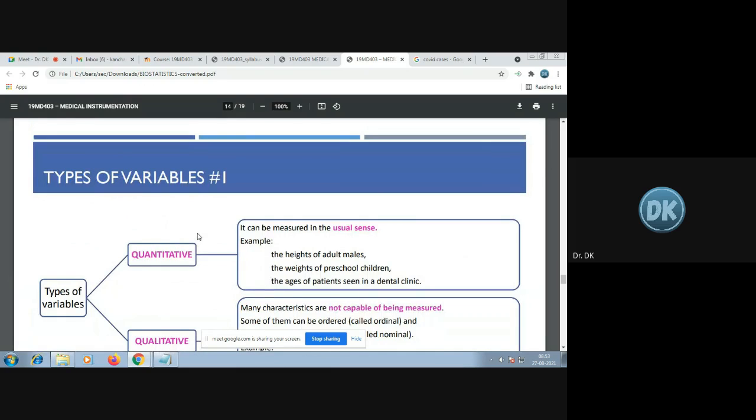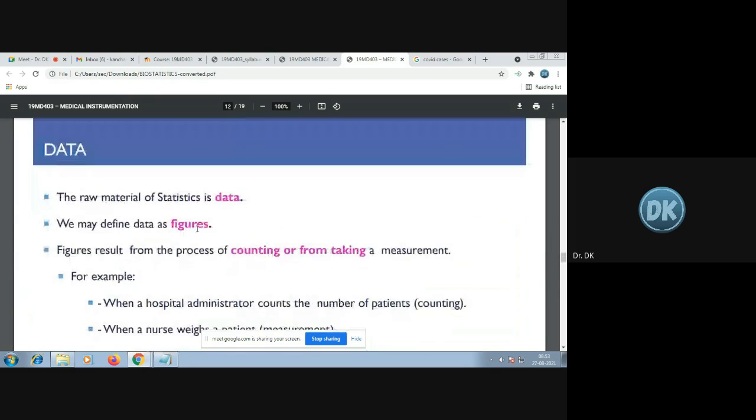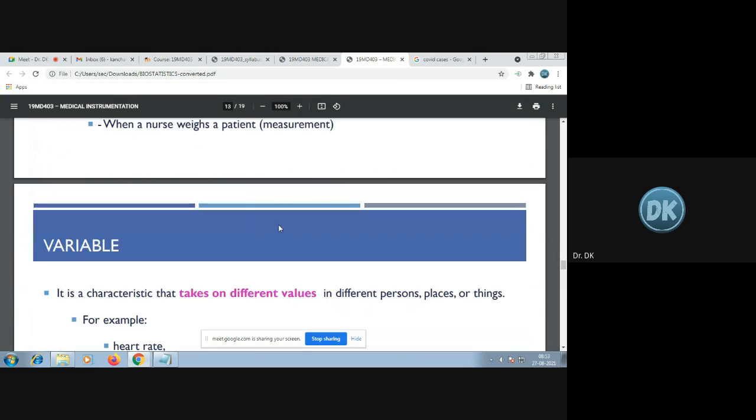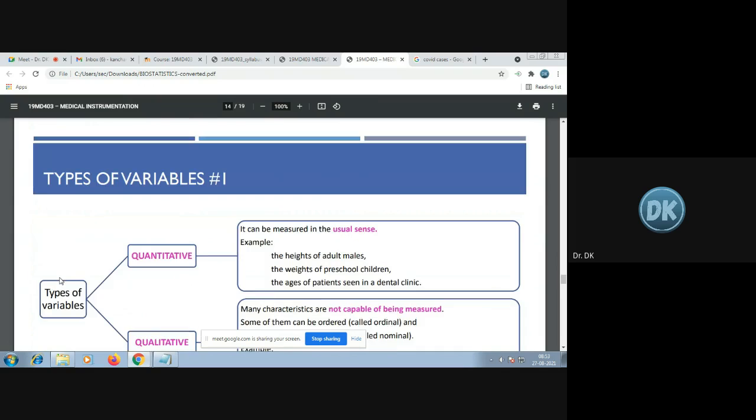The important thing about variables is they can be classified into different categories. Whatever data you are taking, that data will definitely be a variable in terms of biostatistics. Biostatistics is where we are dealing with biological signals and biological data, right? So all the data will definitely be a variable.